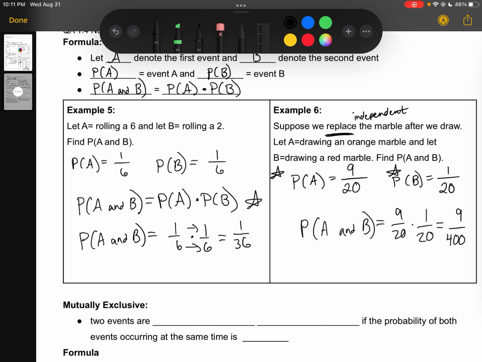Okay, so those are some examples of probability calculations. A lot of what you're going to see on our worksheet here, we're going to be using this formula. So definitely want to have it written down and keep track of it.